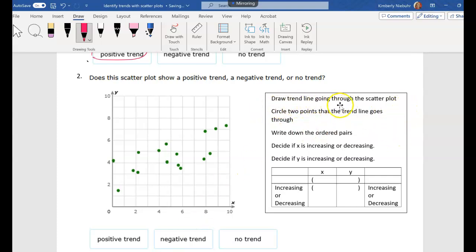Draw the trend line going through the scatter plot. Circle 2 points that the trend line goes through. Write down the ordered pairs. Decide if X is increasing or decreasing. Decide if Y is increasing or decreasing. Ready, go.